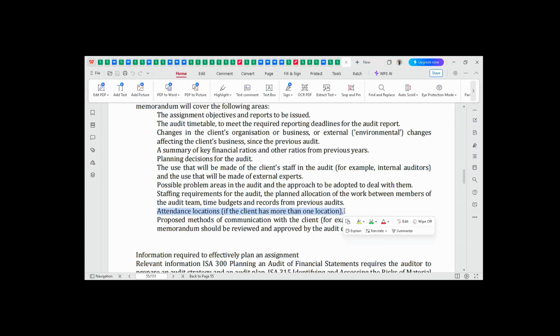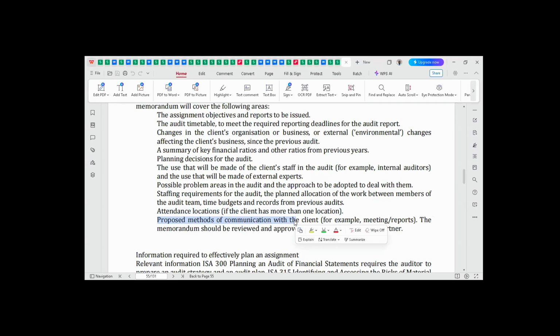Right? Also, in the audit planning memorandum, you need to also talk about the proposed method of communication. How do you intend to communicate with the client? Are you going to be communicating with the client using email, or using social media, WhatsApp, or are you going to be having meetings intermittently with your client to discuss your findings?